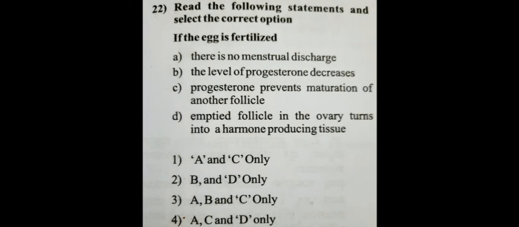Progesterone prevents maturation of another follicle. Yes, this is right. Emptied follicle in the ovary turns into a hormone producing tissue? Yes, this is also right. Now, among four, only B is the wrong statement. So, the fourth option, that is A, C, D, are the correct statements.